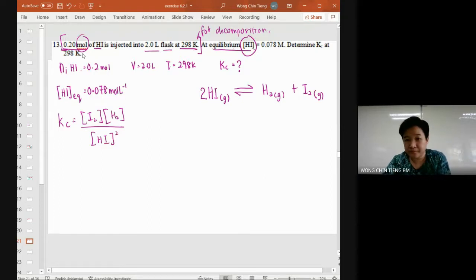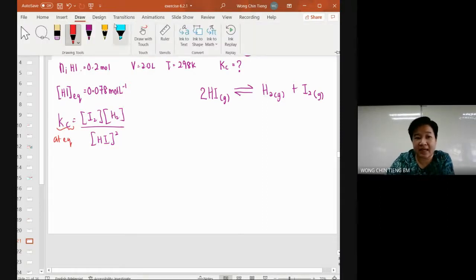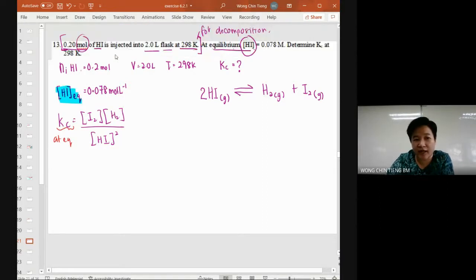Agree? Tapi semua value yang kita nak masuk kat sini mesti adalah value at equilibrium. Tapi value at equilibrium yang kita ada hanya ada satu, HI sahaja. HI dah ada. Tapi I2 dengan H2 tak ada. Betul? H2 dengan I2 tak ada. So how do we do? And what do we do?